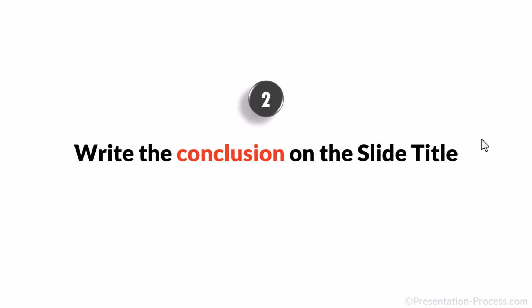The second step is to improve the slide title. And the best way to do that is to write your conclusion right on the slide title itself. This is one of the important steps that you can take to improve the clarity of any of your slides.